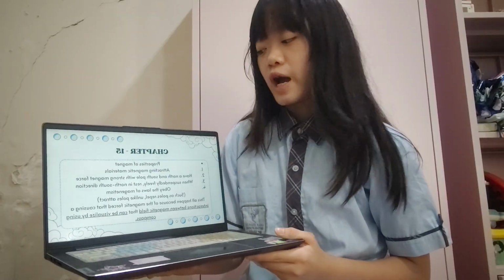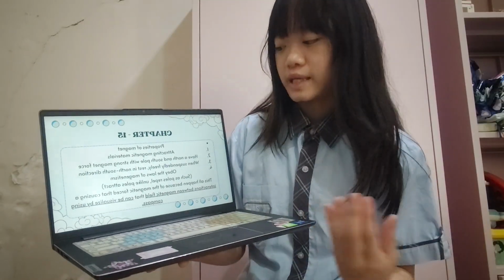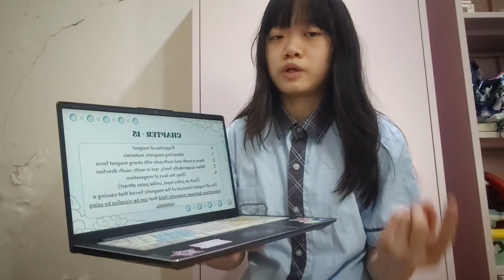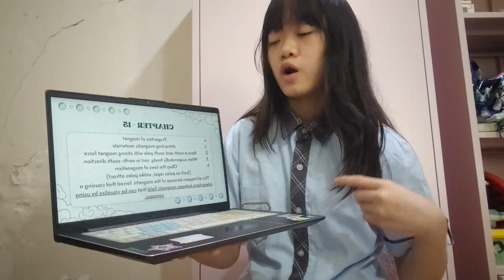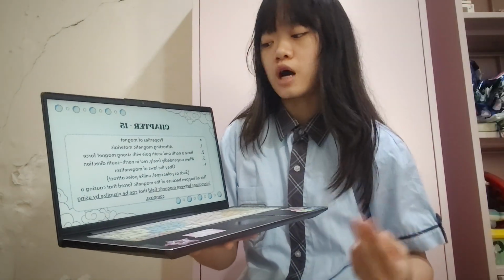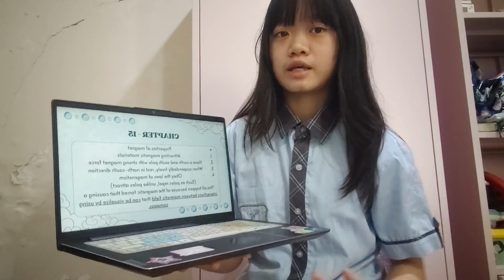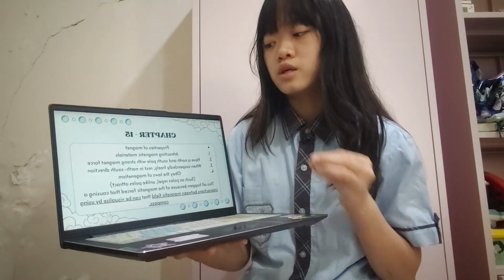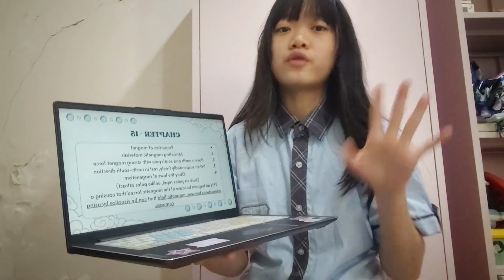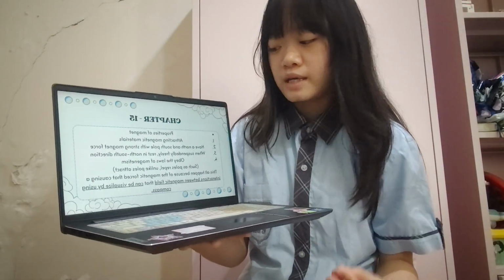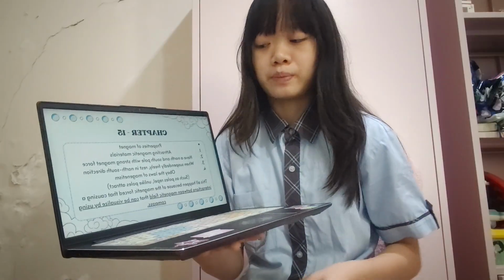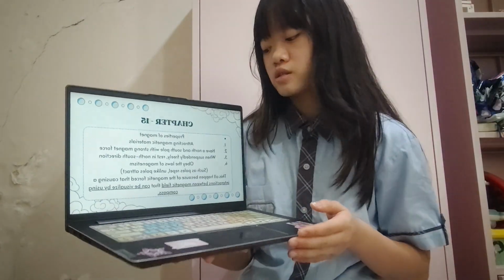In this chapter, I learned about the properties of magnets. First, they can attract other magnetic materials. They also have a north and south pole with a strong magnetic force. Third, when suspended freely, they rest in the north-south direction. Fourth, they obey the law of magnetism: like poles repel, unlike poles attract.